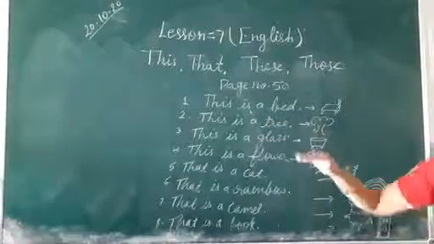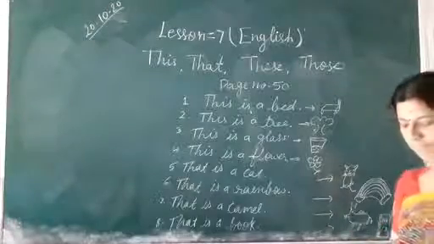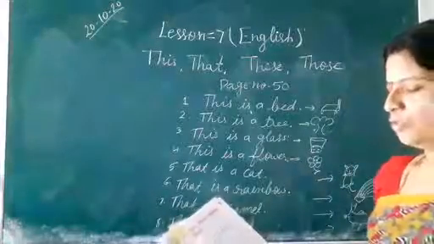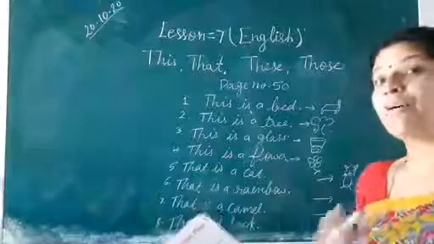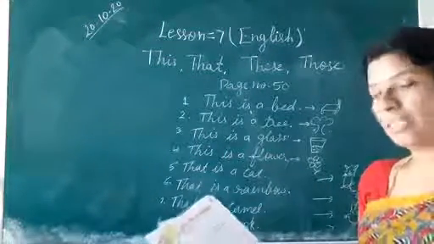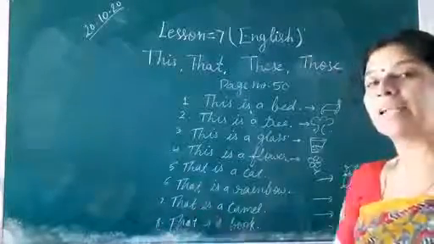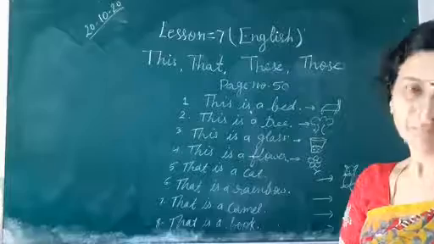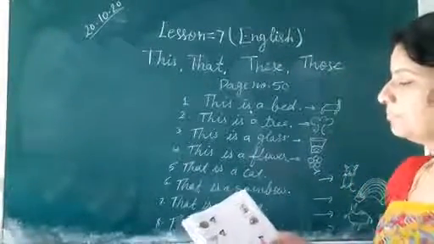We use this for near things and we use that for far things. That is used for a person, place or thing that is far from us. This is used for a person, place or thing that is near to us. Isn't it?